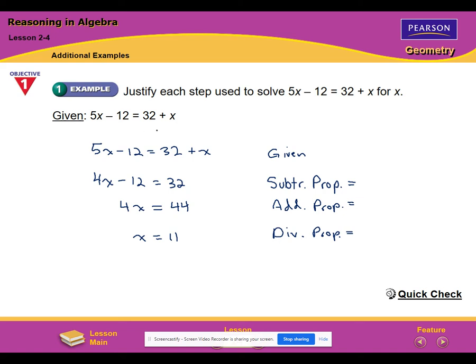We will do this all the time with proof writing. This is what we can say. This is why we can say it. This is because it was given. Then we can do this because of the subtraction property. Then this because of addition property. Then finally, this x equals 11 because of the division property.